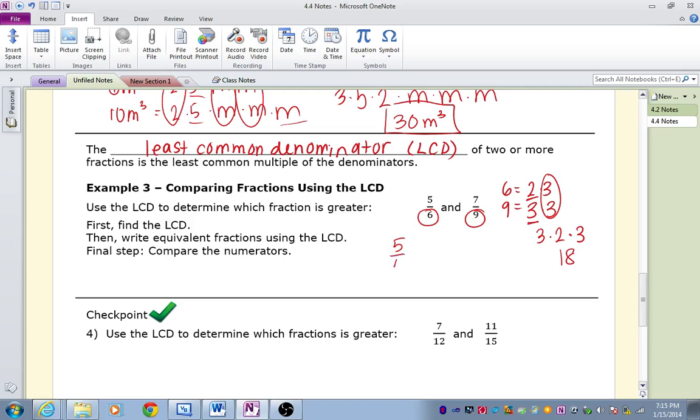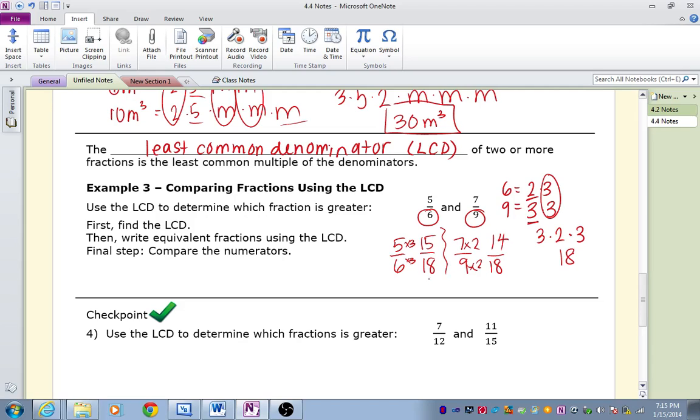So now we need to write equivalent fractions, which we did yesterday. Okay, we're making the denominator 18 though. So here, if I want to change 5/6 to something over 18, well, we'd have to figure out what times 6 will get me to that 18, and that would be 3. So I'm going to have to multiply my numerator by 3, and that is 15 over 18. Here, 9 times 2 gives me 18, so 7 times 2 gives me 14.